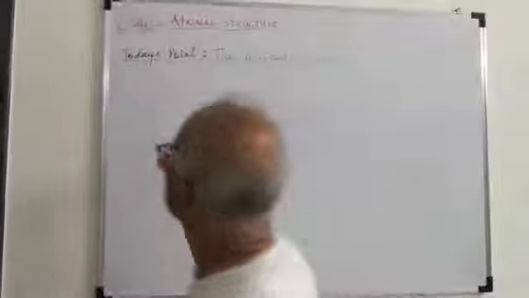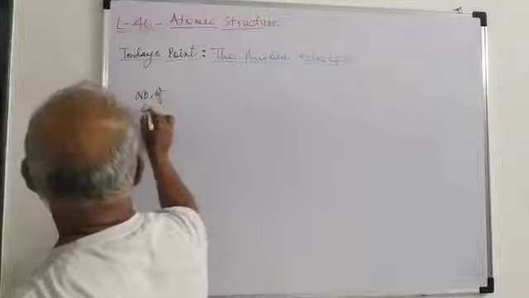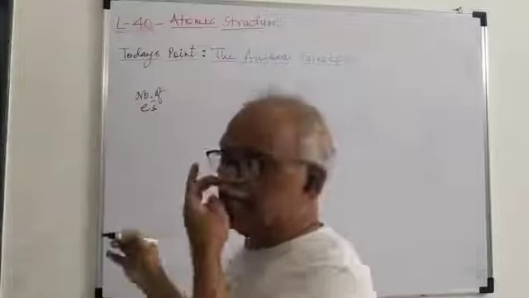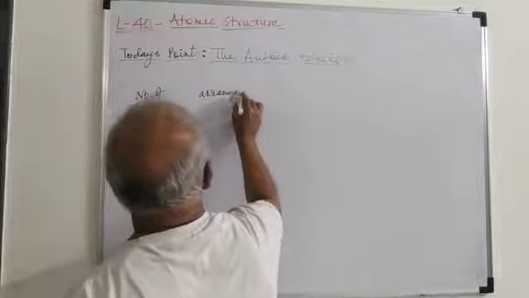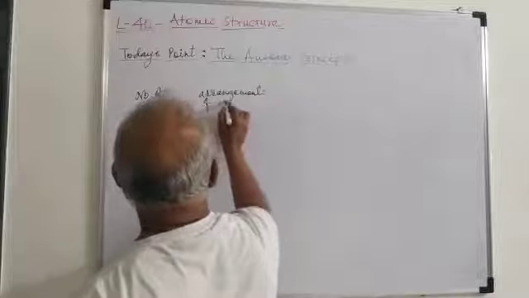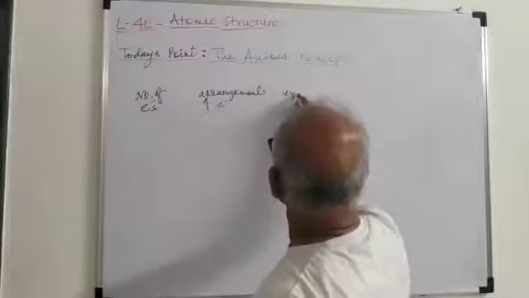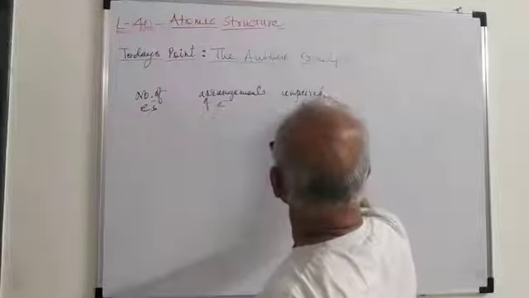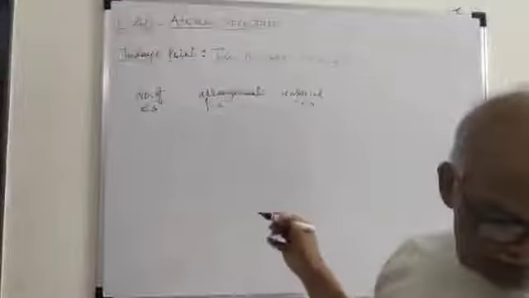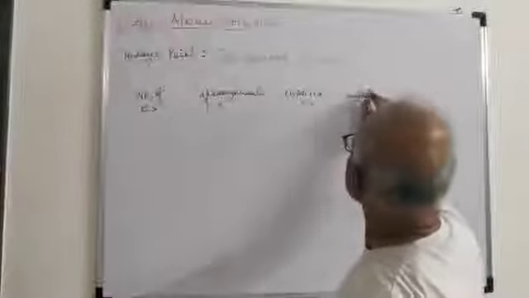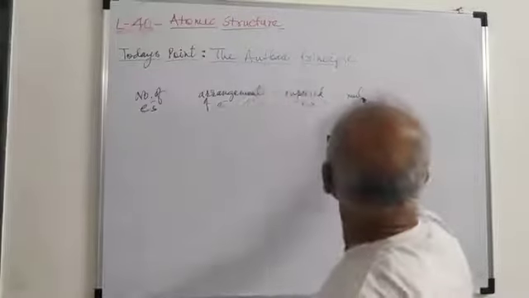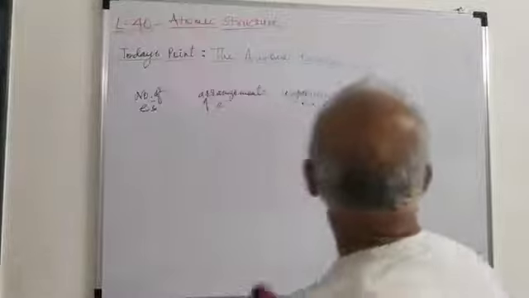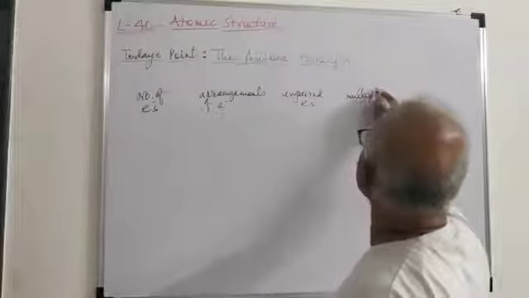So if we are considering the number of electrons in the first column, then we will see the arrangements of electrons, and third is the unpaired electrons, and the maximum multiplicity.